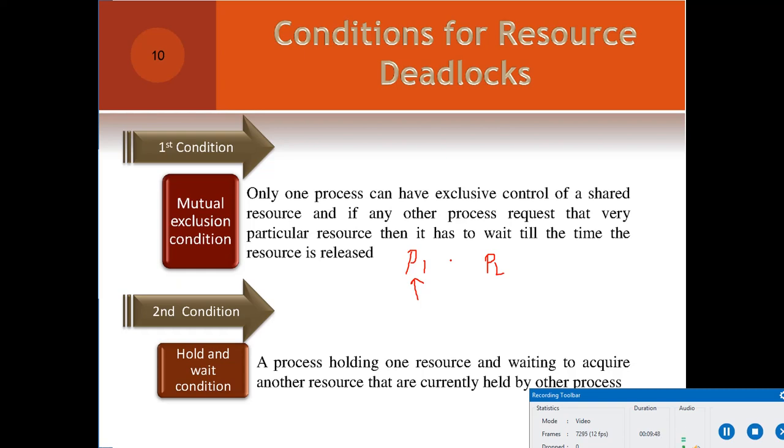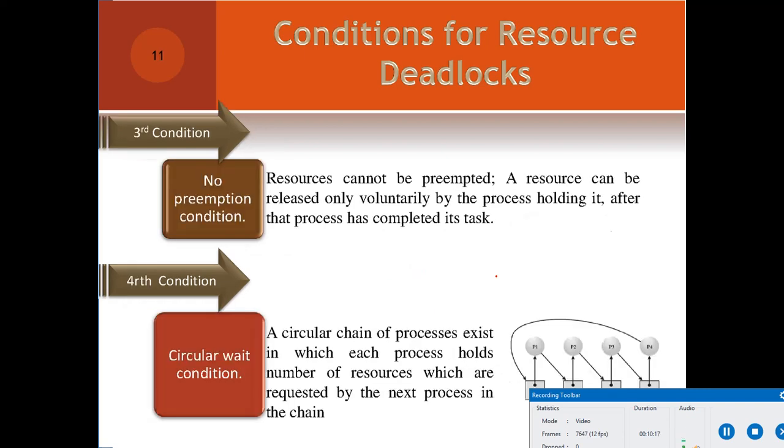Hold and wait. Hold and wait means a process is holding a resource and waiting to acquire another resource that is currently held by another process. Suppose process P1 is holding the resource printer and it is waiting to acquire the tape drive, which is currently being used by process P2. This is called the hold and wait condition. A process is holding a resource and waiting for another resource that is used by another process.